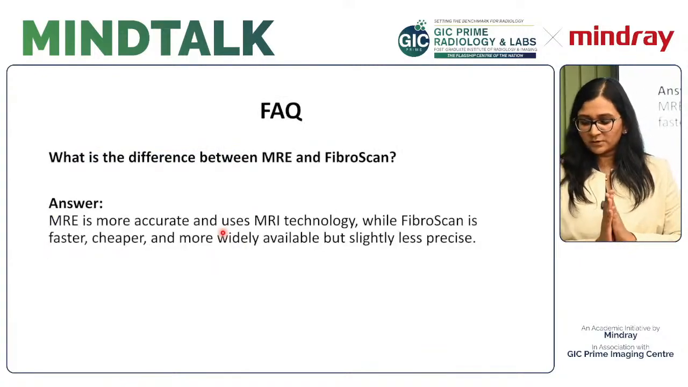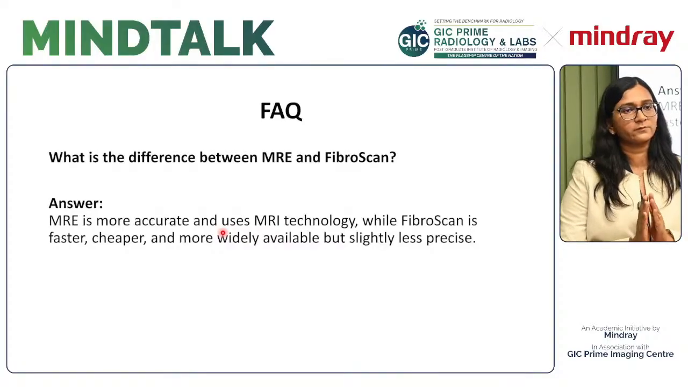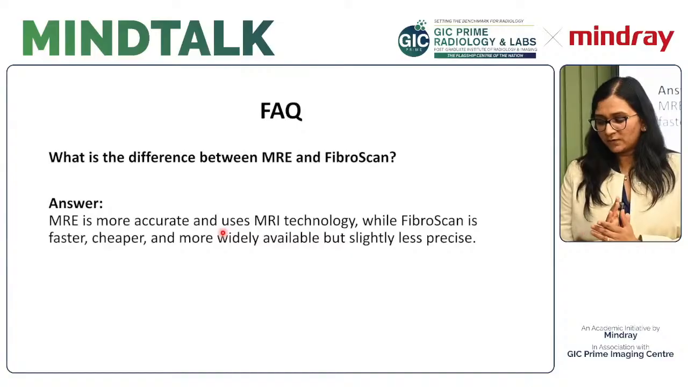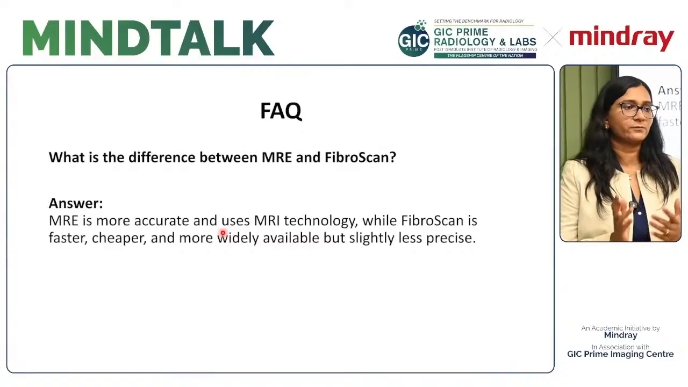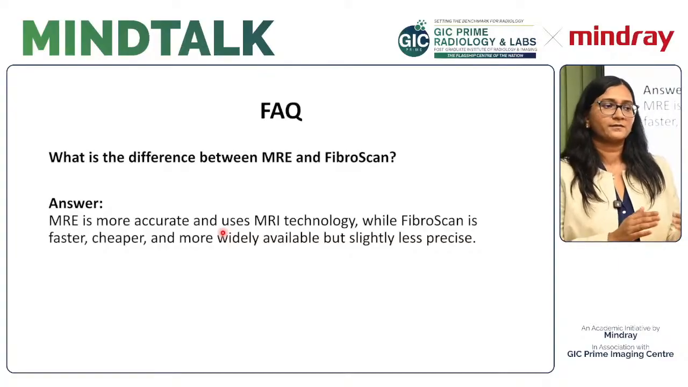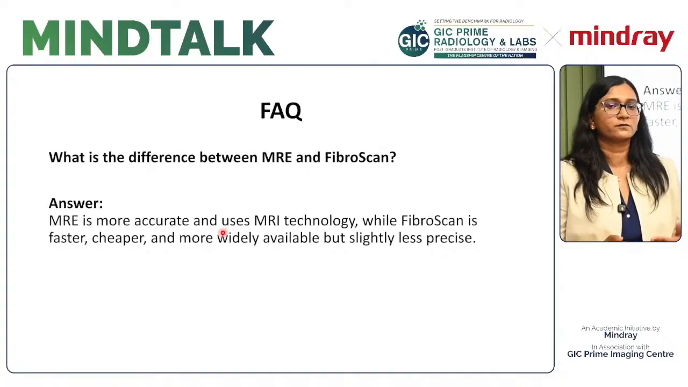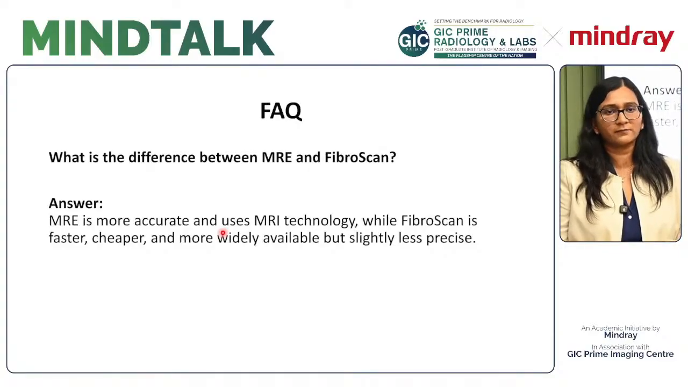These are some frequently asked questions I want to discuss. What is the difference between MR and USG elastography? MRI, as we discussed, is more accurate in earlier stages, but MRI is limited by the fact that it is costly and not as easily available as ultrasound.